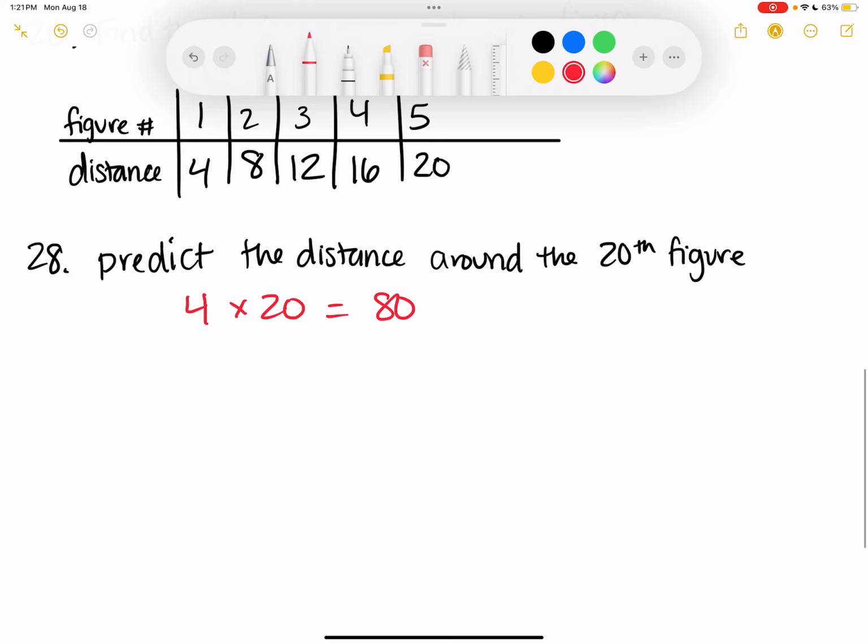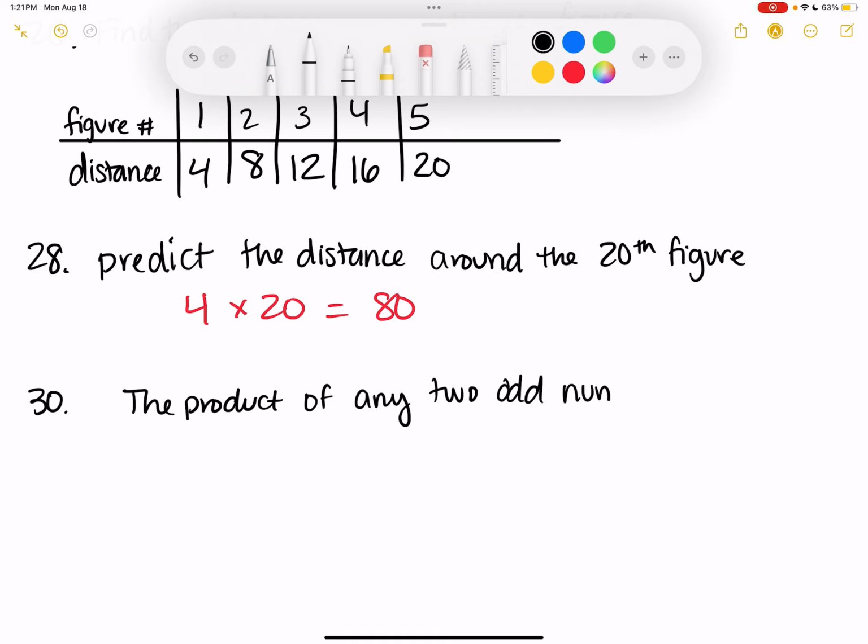All right, 30. These ones say to complete the conjecture based on the pattern you observe in this specific case. So the conjecture is the product of any two odd numbers is, and then they give us a blank.